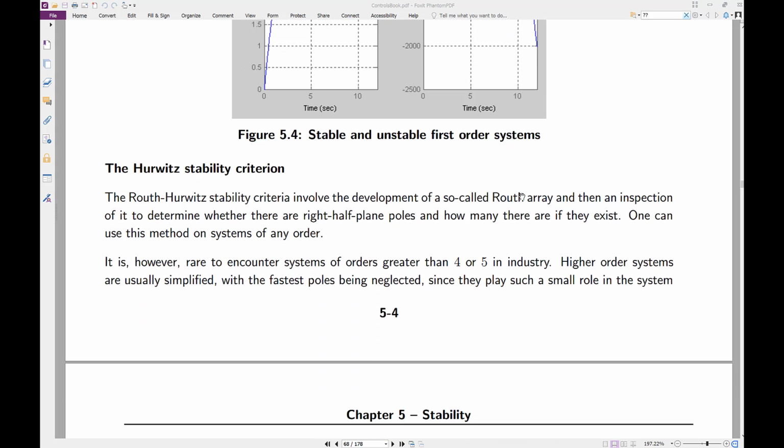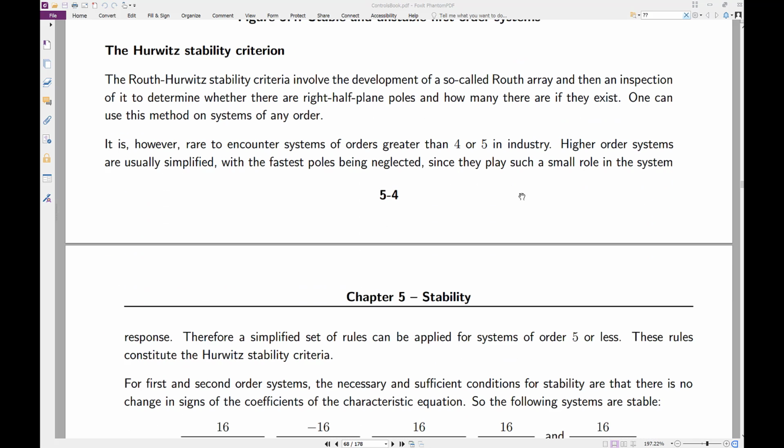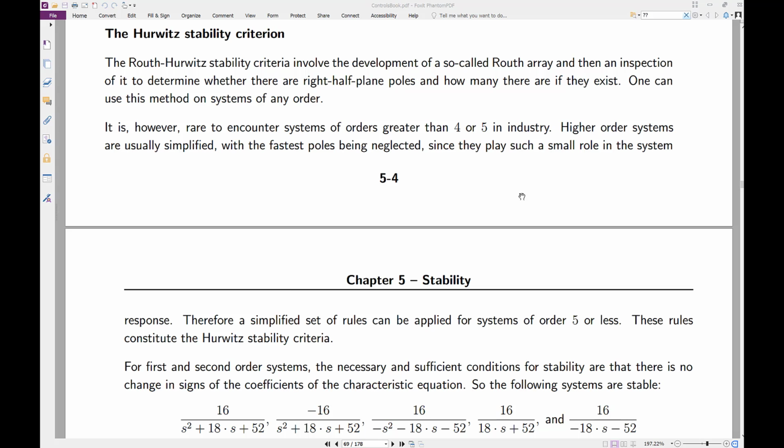Now, to evaluate stability, you can look at the transfer function of the system. There's a whole science about this that I'm not going to go into great detail about. There's what's called the Routh-Hurwitz stability criteria, and you develop this thing called a Routh array, and you analyze it to see whether your system is stable or not. Remember, what we're looking for is the existence of any pole in the right half plane.